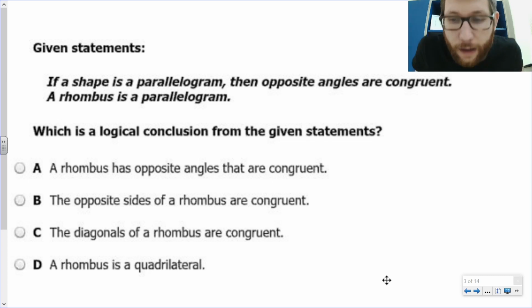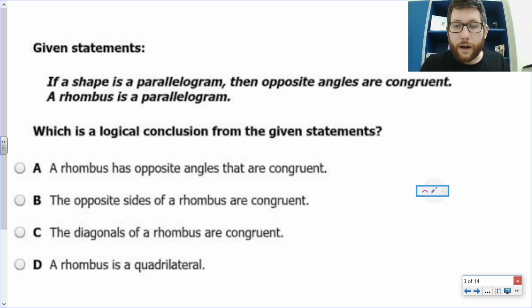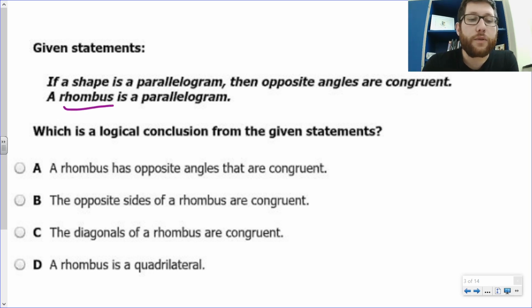This is one straight off an old SOL. Okay. And I'll show you a really easy way to deal with this. So if a shape is a parallelogram, then the opposite angles are congruent. We know a rhombus, specific example, rhombus, is a parallelogram. So what then do we know? We've got parallelogram, parallelogram. So basically I want everything after that. We know that a rhombus has opposite angles that are congruent. And sure enough, we've got that right here at A. A rhombus has opposite angles that are congruent.